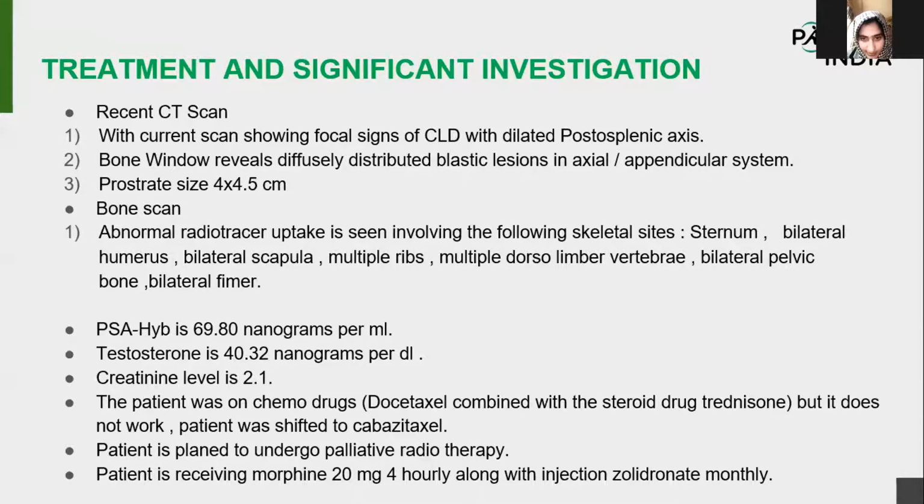PSA was 69.80 nanograms per ml. Testosterone levels were 40.32 nanograms per deciliter. Creatinine level was 2.1. The patient was on chemo drugs, but it does not work. Then he was shifted to cabazitaxel. Patient is planned to undergo palliative radiotherapy. Patient is receiving morphine 20 mg 4 hourly along with injection zoledronate monthly.